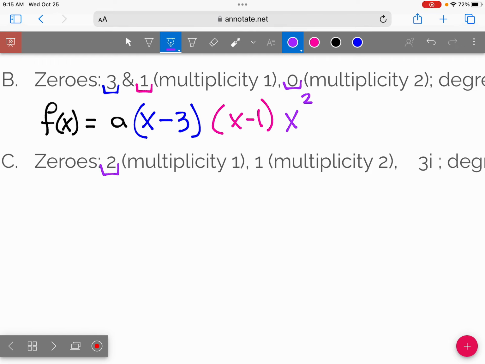So how do we do our factor that has a root of 2? X minus 2. Easy peasy. How do I do a factor with a root of 1? X minus 1. And it has a multiplicity of 2. So the factor is squared.